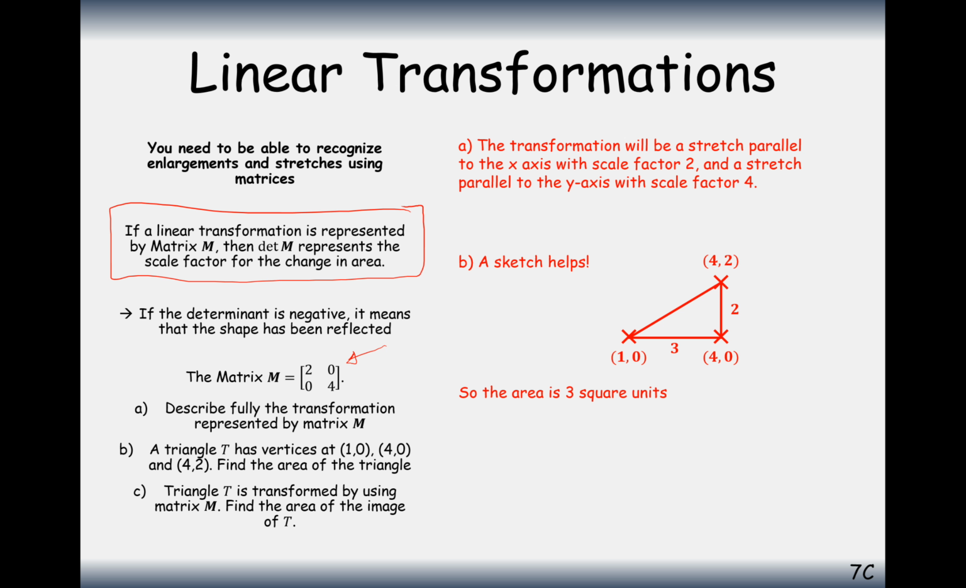The long way of doing this question would be to transform all of these coordinates under this matrix, draw yourself a diagram and work out the area on that diagram. Or you can just use the cheeky shortcut, which is to work out that the determinant of this matrix is 8. So the area is going to get scale factor enlarged by a factor of 8. So the area of the new triangle is going to be 24 square units. 3 times 8 giving you 24. 3 from the original area, 8 from the matrix determinant, 24 is going to be the area of the new set of coordinates once these have been transformed under M.